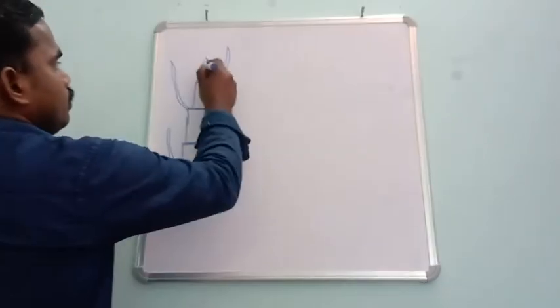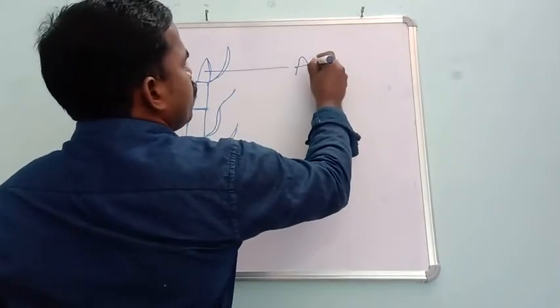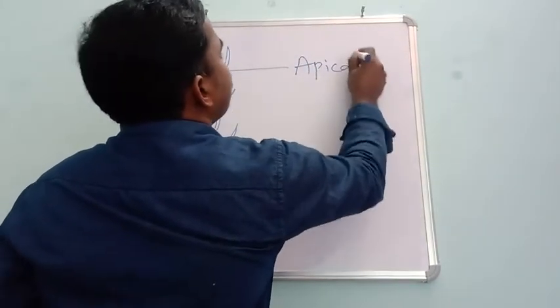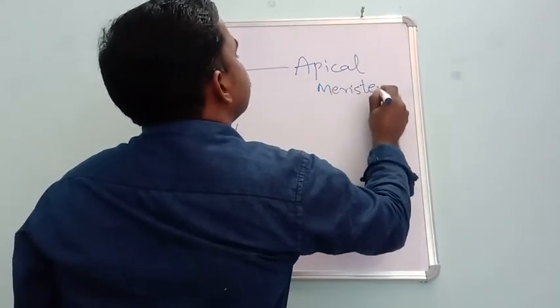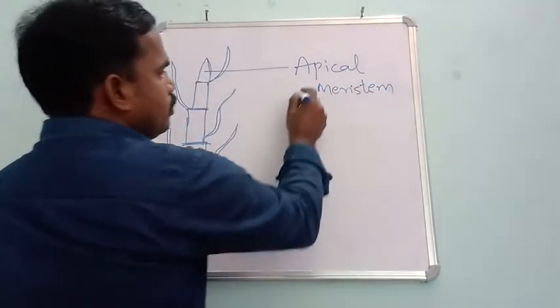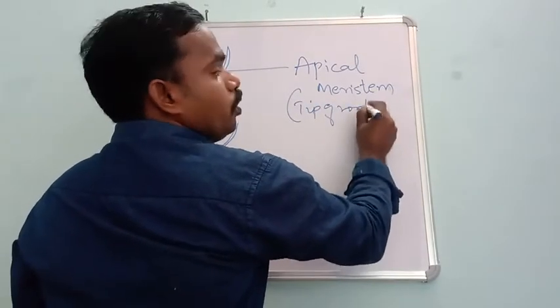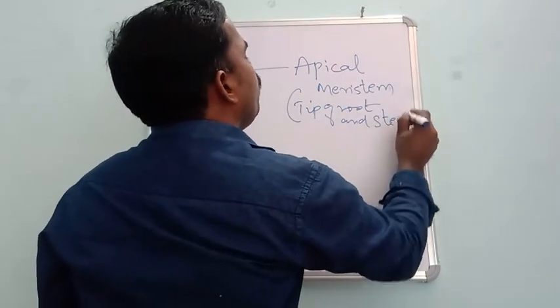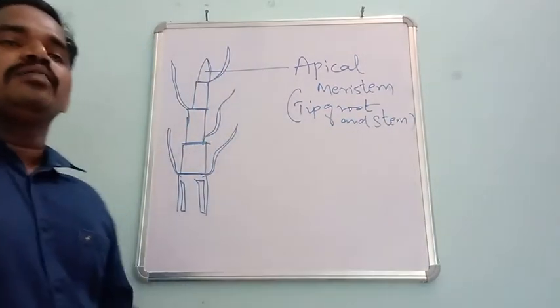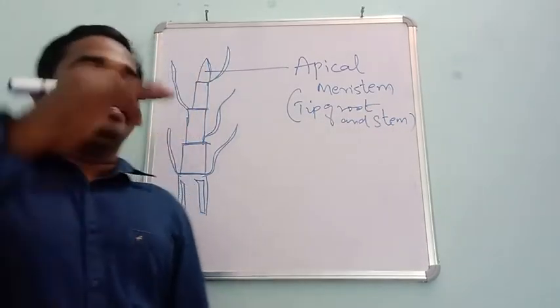Okay, fine. So this portion we call an apical meristem. That's the tip of the root and stem. So where do we identify the apical meristem? At the tip of the root as well as at the tip of the stem.